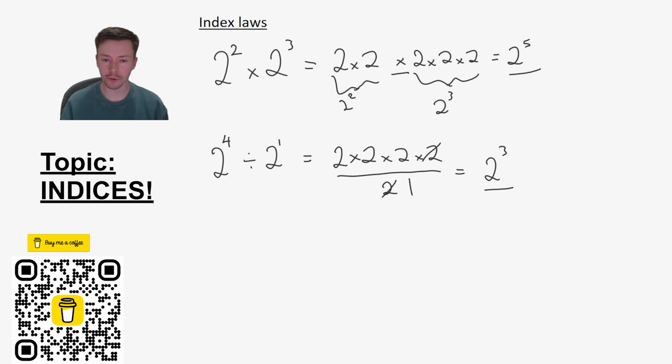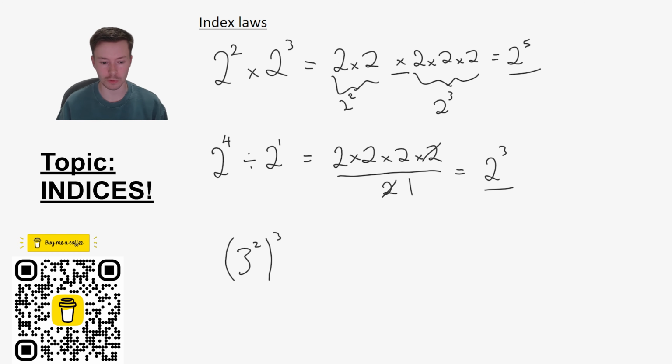Now, the final one is where we've got something like this. I'm going to choose a different base this time. Base means the big number. So I'm going to go with 3 squared. Now I want to do 3 squared, and I'm going to cube it. So I want 3 of the 3 squareds times together.